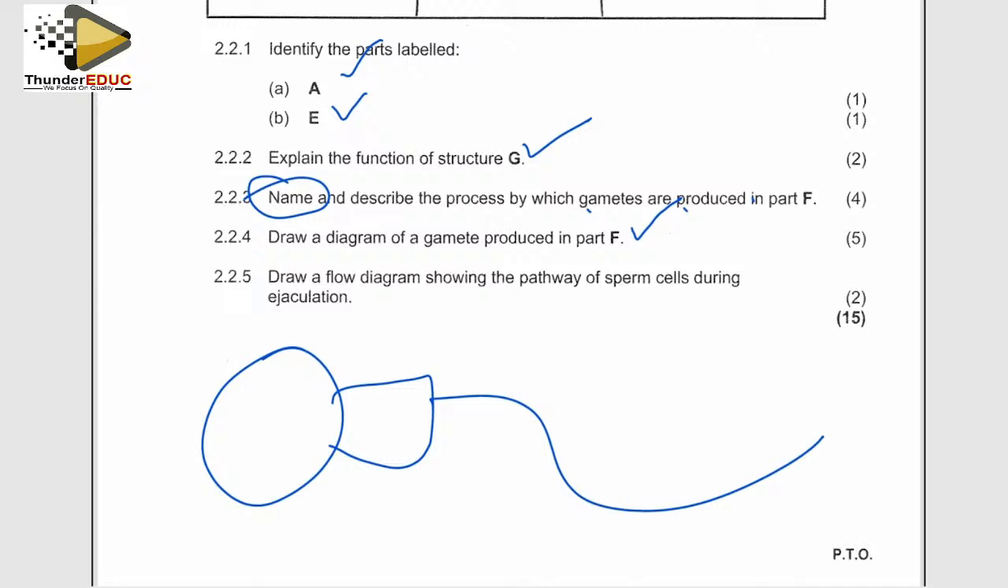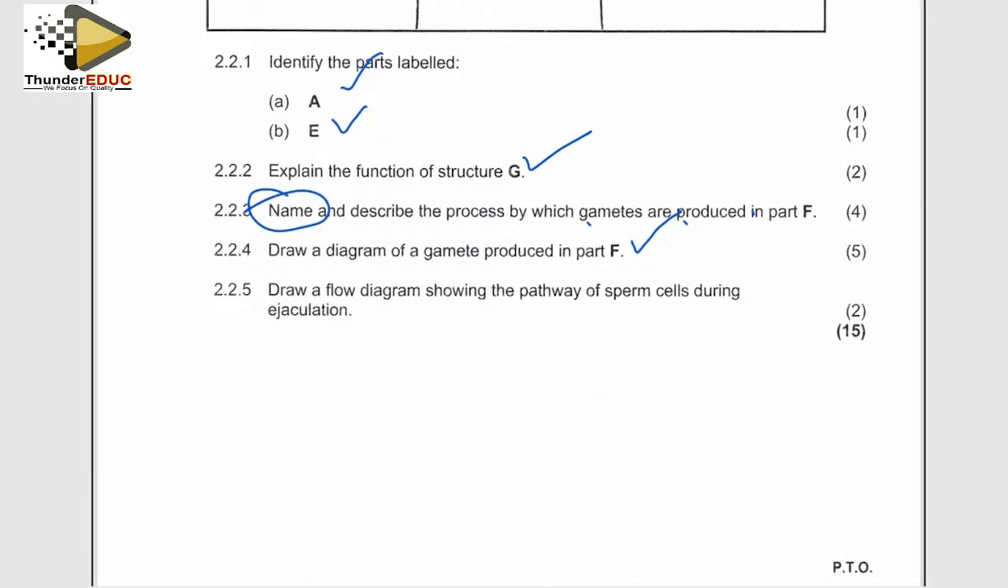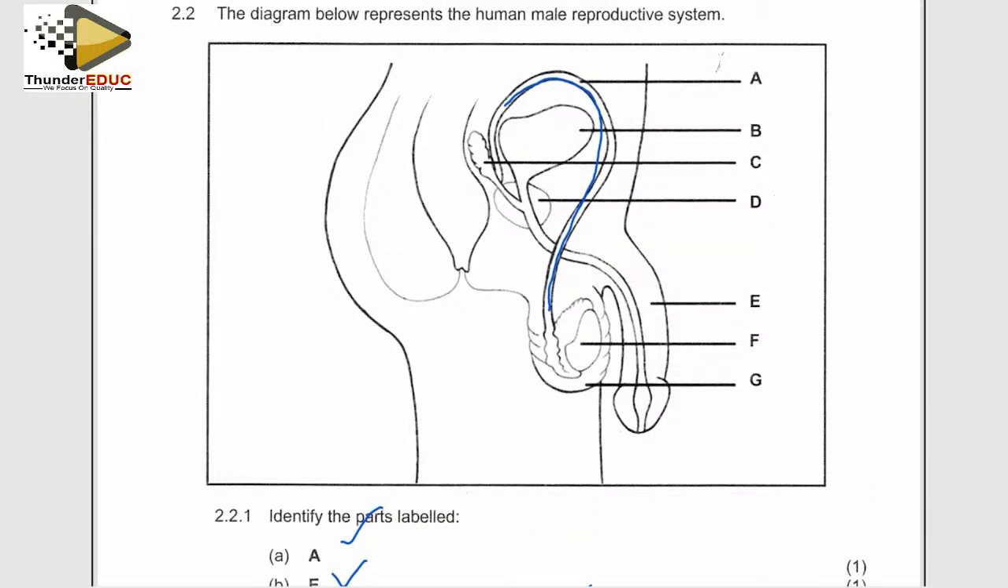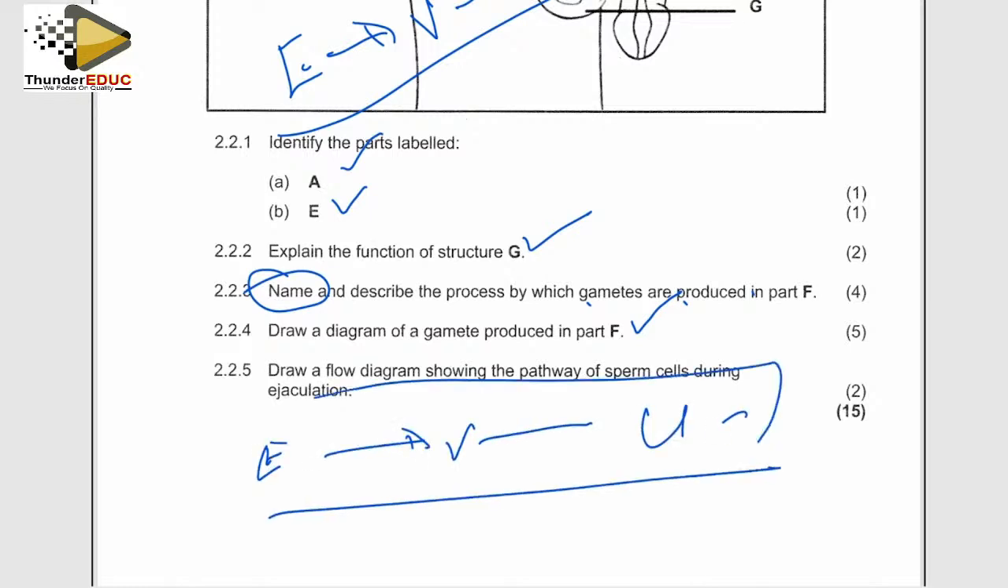Then draw the flow diagram to show the path of the sperm cell during ejaculation. When they say draw a flow diagram, basically they're telling you to write, because there is nothing to draw there. Let me show you. You start from the epididymis, you go to the vas deferens, then you go to the urethra. Showing the arrows, that's the direction. Simple.